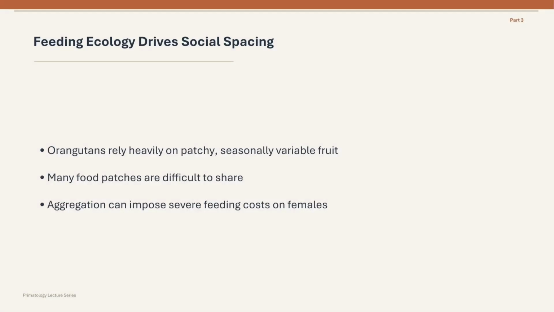Orangutans are often described as frugivores, and that is broadly accurate. Ripe fruit forms the core of their diet, but fruit is not continuously available, and not all fruit patches are equally shareable. Orangutans supplement fruit with leaves, bark, pith, flowers, seeds, and insects, but their nutritional strategy remains strongly oriented toward patchy, seasonally variable, high-quality foods.